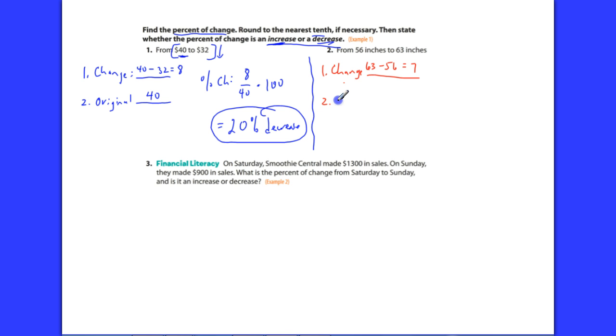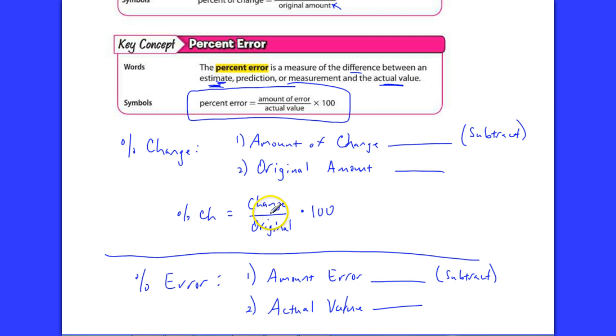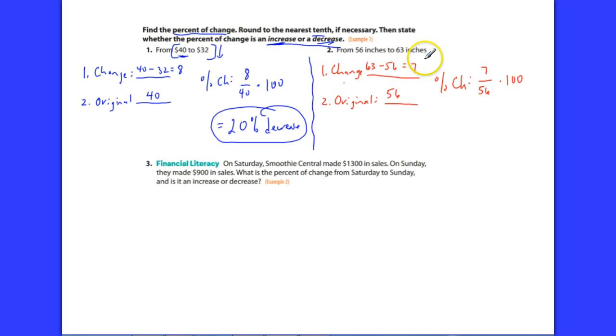And then the original, what was the original amount before the change? The original amount, it went from 56 to 63, so the original amount was 56. Okay, so to find the percent of change, you take the change, which was 7, divide it by the original, and multiply it times 100. It's the same formula, just again like we said on the front side, percent of change is change divided by original times 100. So the change was 7, the original was 56.